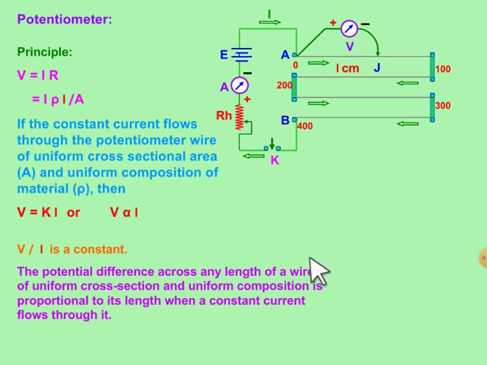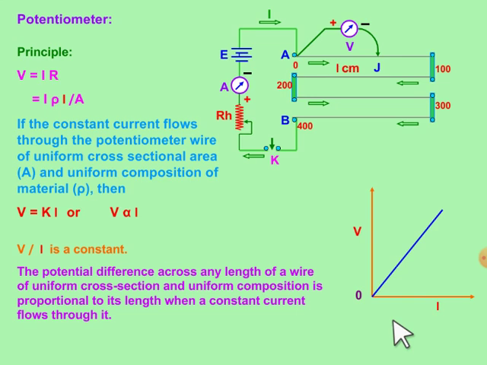Now if you try to draw the graph between the potential difference and the length of the wire, then as these two are directly proportional, the graph will be a straight line as shown here. So V along the y-axis, L along the x-axis, then you will find the graph as a straight line passing through the origin. So this is all about the potentiometer and its principle.